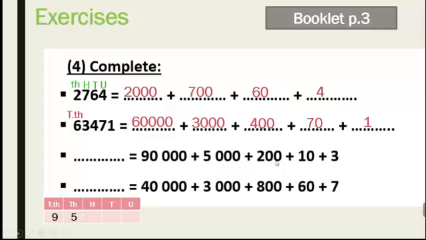Now 2 with 2 zeros, it's in the 100 place. 10 with 1 zero, so it will be in the tens place. And 3 with no zeros, so it will be in the units place. So what's the number that we got? 95,213. And I will leave the next one as homework for you.